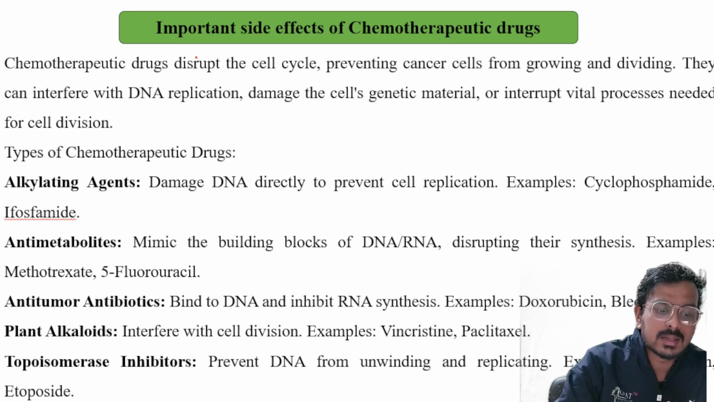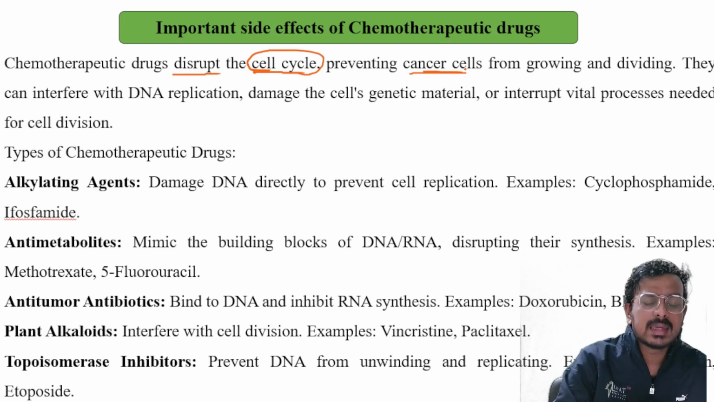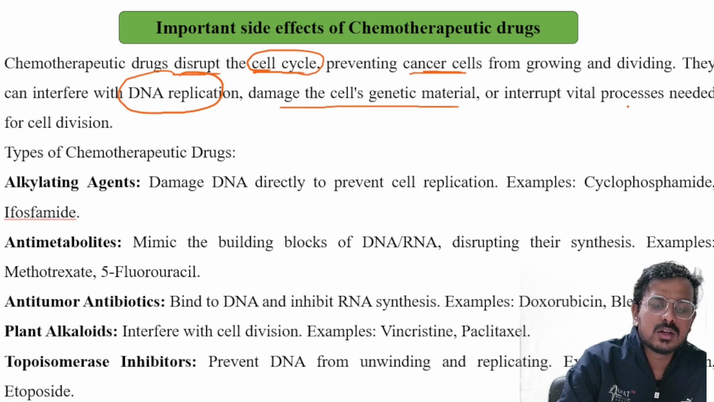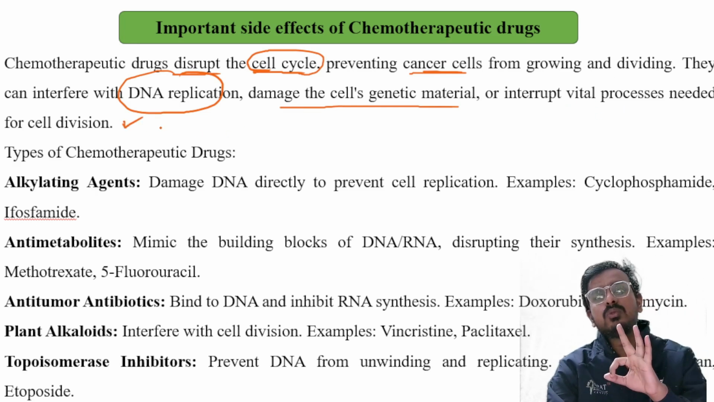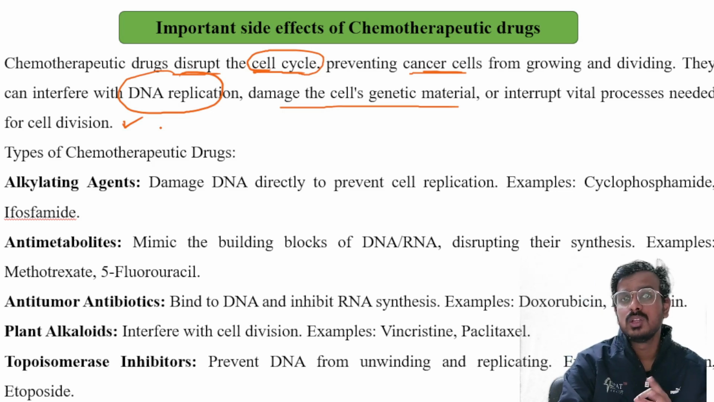These drugs basically act by disrupting the cell cycle, and this helps in preventing the cancer. They can interfere with DNA replication, damage the cell's genetic material, and interrupt the vital processes needed for cell division. There are three major ways these anti-neoplastic drugs can interfere with the cancer cell.